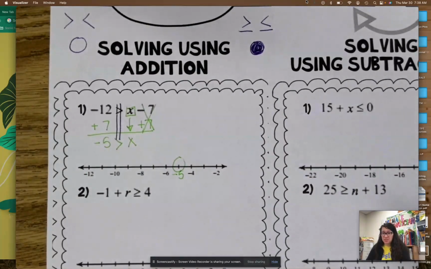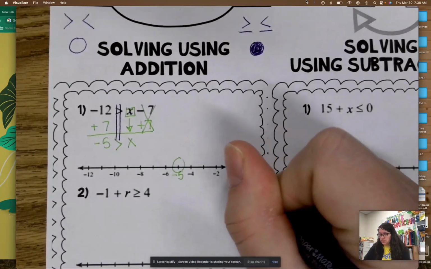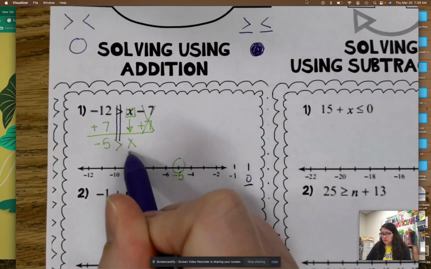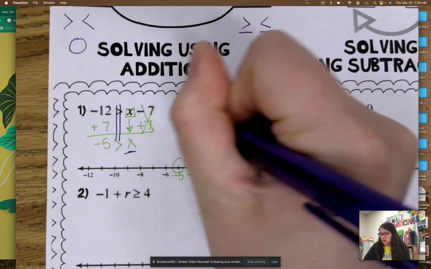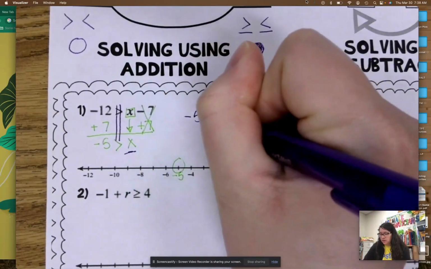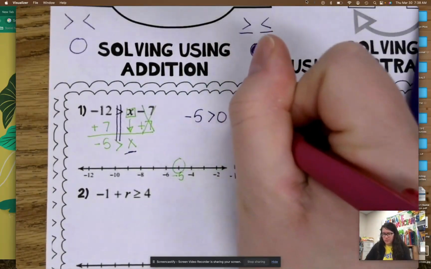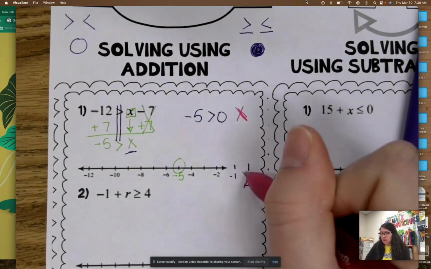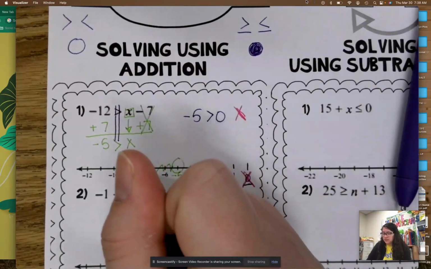Something that helps me is to think about the number 0. 0 would be over here. This would be -1. That would be 0. If I plug in 0 in my inequality, I can see if that would work. Is -5 greater than 0? No, -5 is not greater than 0, it's less than 0. So 0 should not be on the side I shade, which means I need to shade to the left.